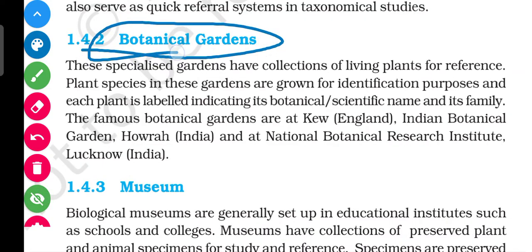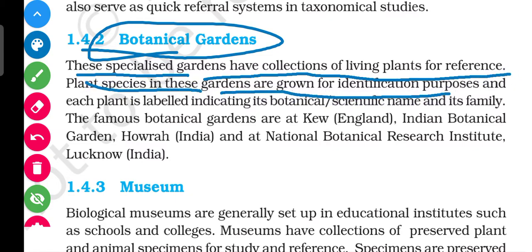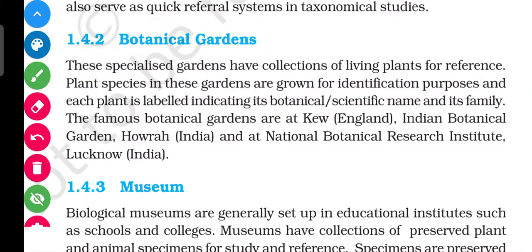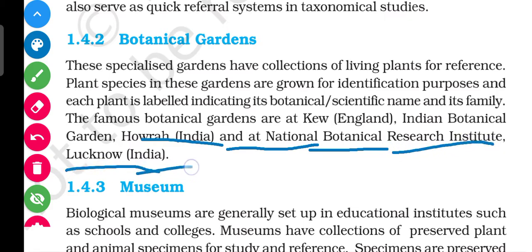So the next topic is botanical garden. These specialized gardens have collections of living plants for reference. Plant species are grown for identification purposes, and each plant is labeled indicating its botanical or scientific name and its family. These famous botanical gardens are the Indian Botanical Garden, Howrah, India, and the National Botanical Research Institute, Lucknow, India.